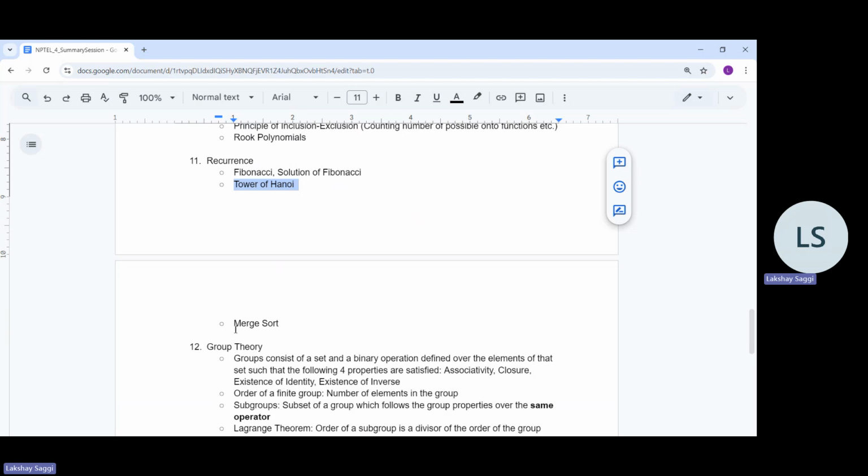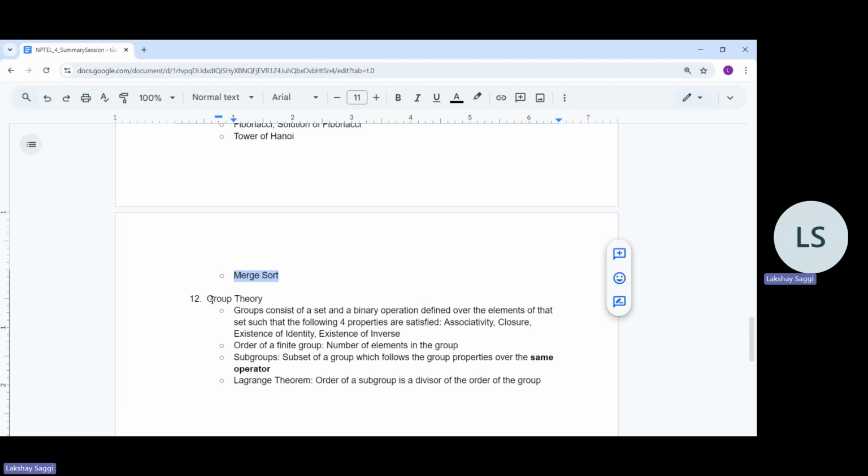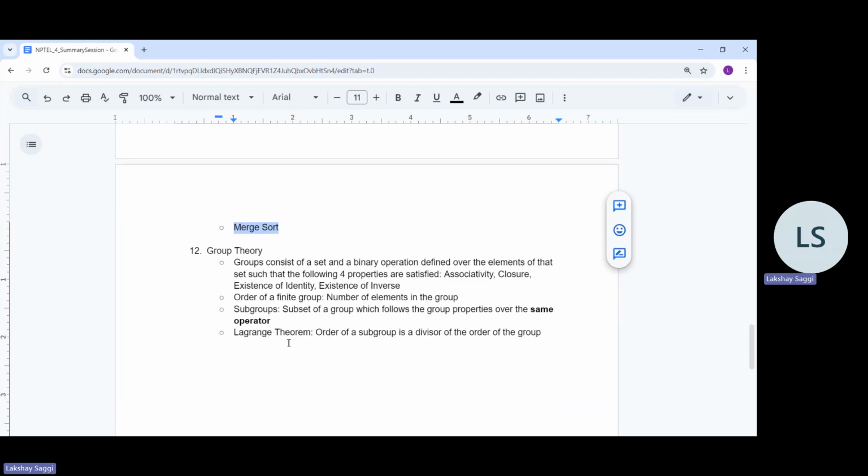Similarly, we also saw merge sort, which is a recursive procedure for sorting numbers. It's very fast, in fact, it has an order n log n time complexity. It's much faster than other sorting algorithms. And then in the last week, the 12th week, we discussed some concepts related to group theory.